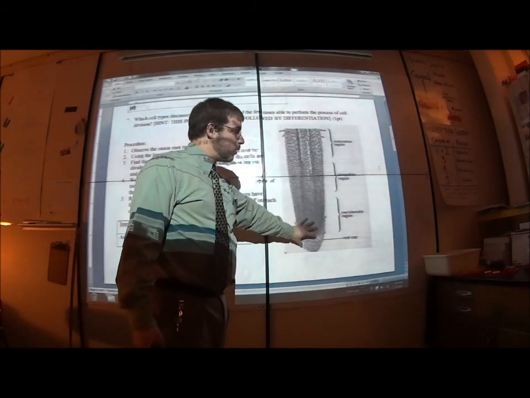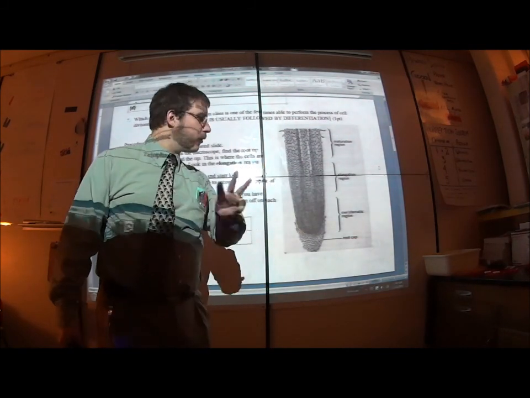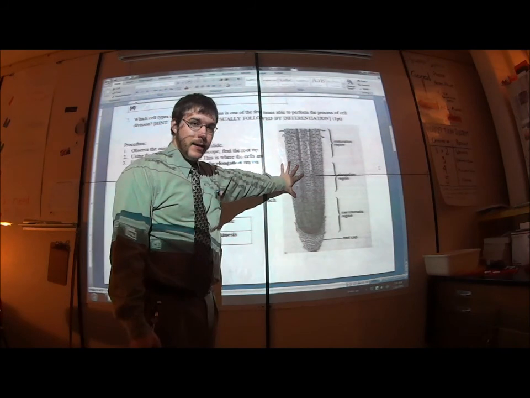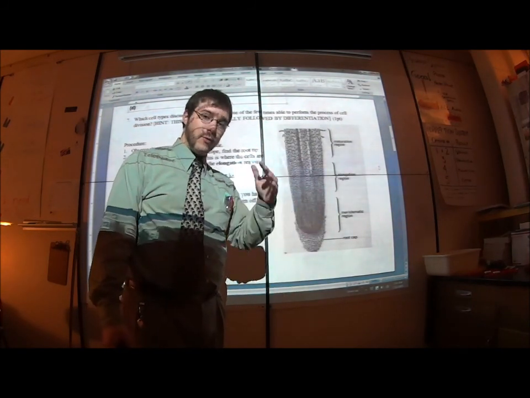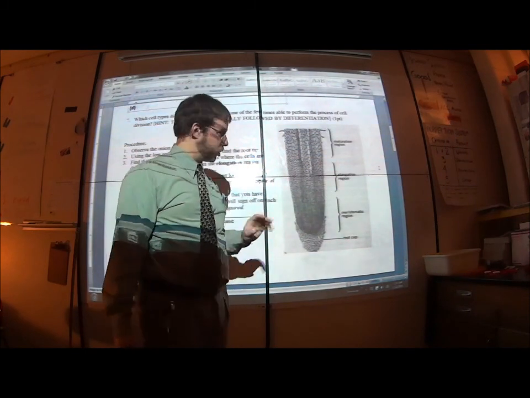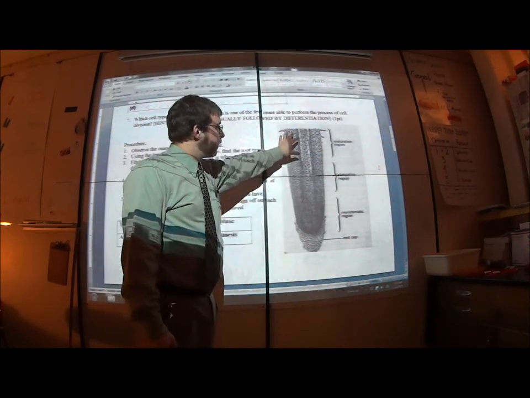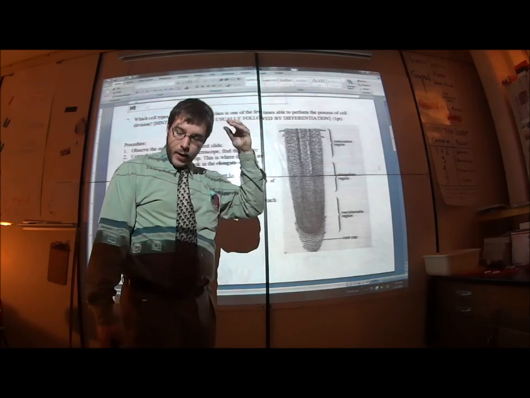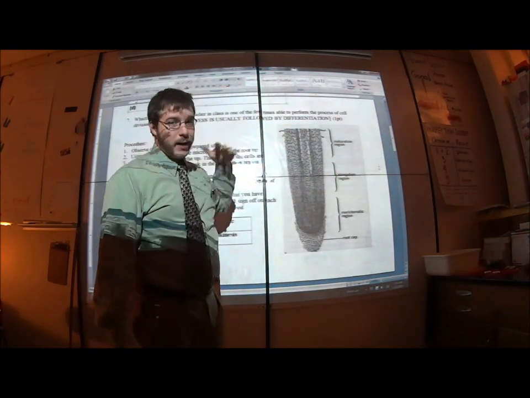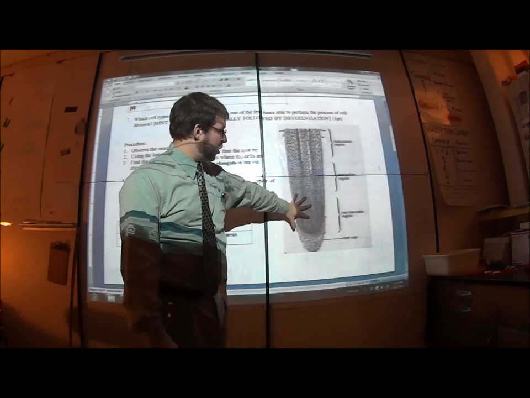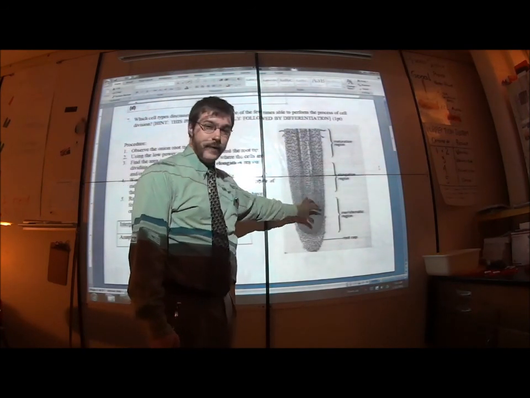When you're looking at the onion root on the slide, there should be 2 to 3 of these on each slide. Some of them are better than others, so if you don't see any on one root, maybe slide over to the next root using your scanning powers. When you're looking at it, roots grow the opposite of our hair. Your hair grows from the very base, grows longer. Roots and plants grow from the very end. So this part right here is actually the part that's growing.